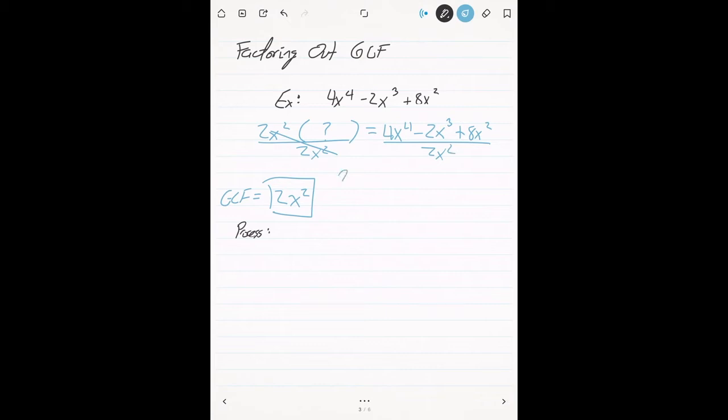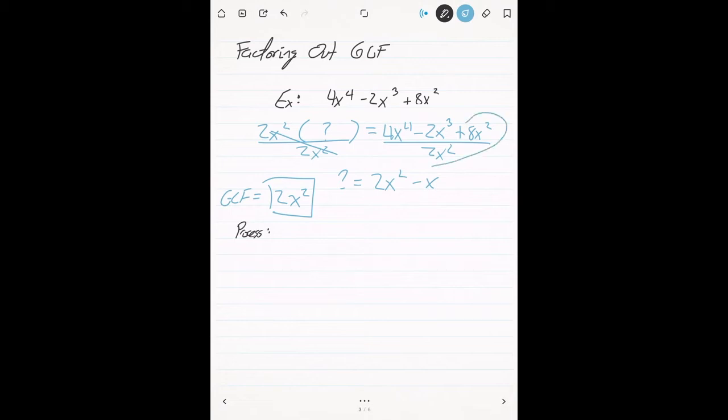Let's say that unknown polynomial, well, if I multiplied 2x squared by something to get 4x to the fourth, what could that have been? Well, 4x to the fourth divided by 2x squared is just 2x squared. And then I have a negative 2x cubed divided by 2x squared. What could I have multiplied 2x squared by to get negative 2x cubed? Well, that would have just been a negative x.